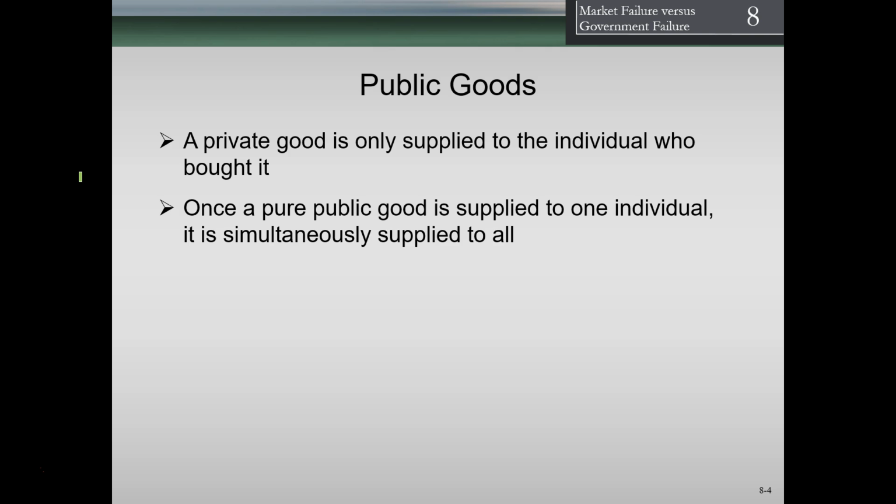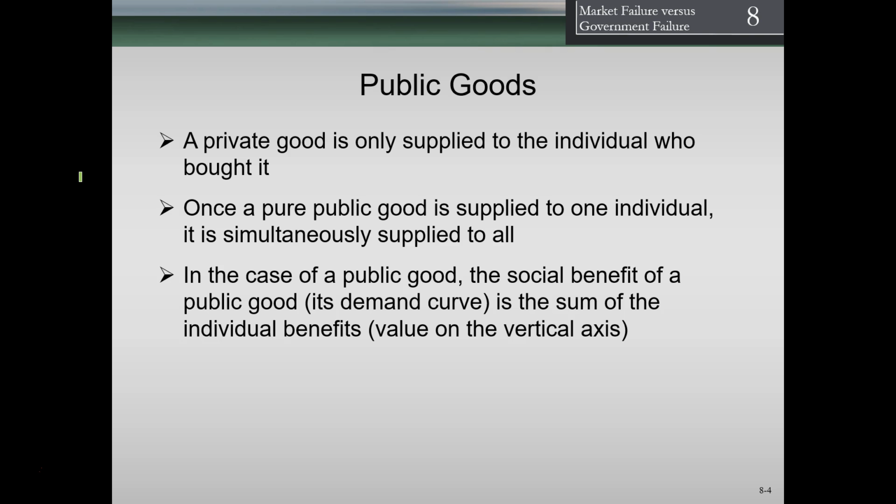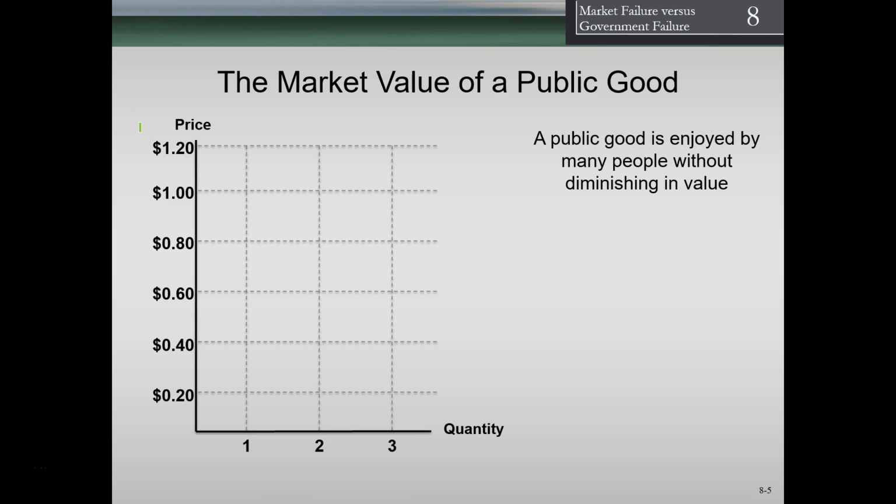You can't help it. If we put a military in place, then everybody's going to be benefited from that added safety. Whether they recognize it or not, it's going to benefit anybody. We can't say the military is going to protect these people and not these people because they paid for it. Once the public good's in place, everybody benefits from it. In the case of a public good, the social benefit, its demand curve, is the sum of the individual benefits. Let's take a look at an example of what we're saying here.